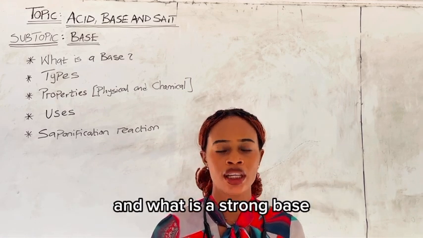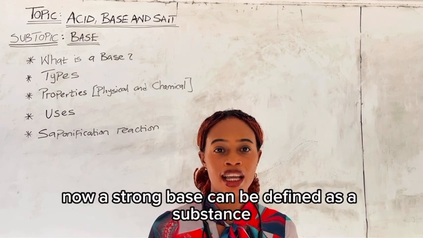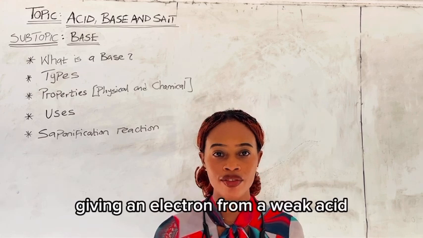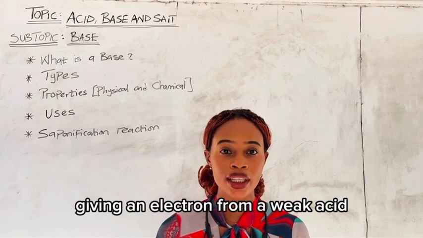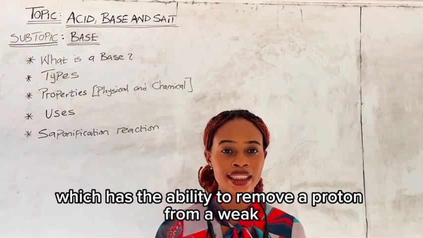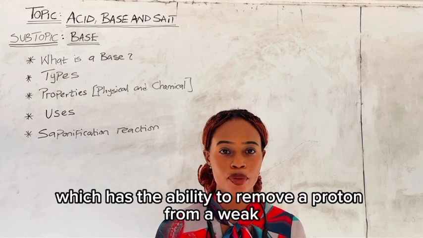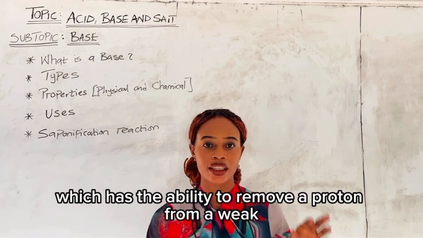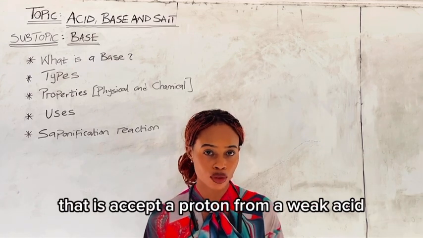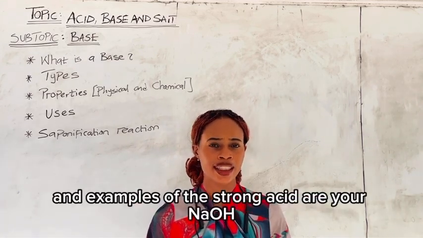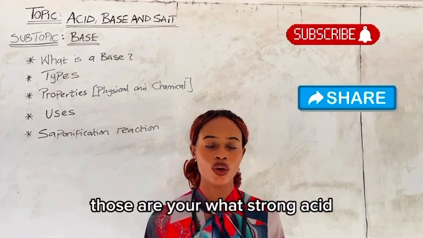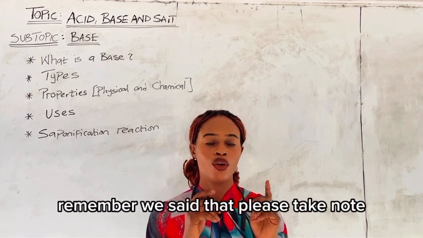And what is a strong base? Now, a strong base can be defined as a substance which is capable of receiving a proton from a weak acid. So a strong base can be defined as a compound which has the ability to remove a proton from a weak acid. So it has the ability to what? Remove a proton, that is accept a proton from a weak acid. And examples of your strong base are your NaOH, your KOH, etc. So those are your strong bases. Remember, we said that.